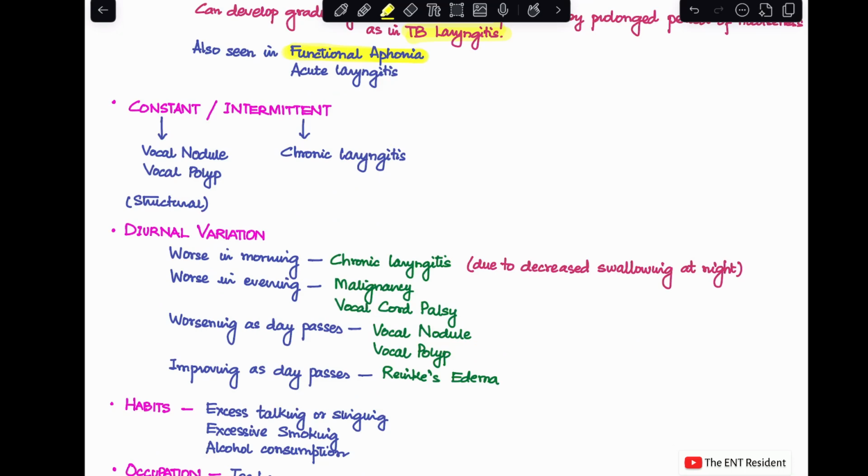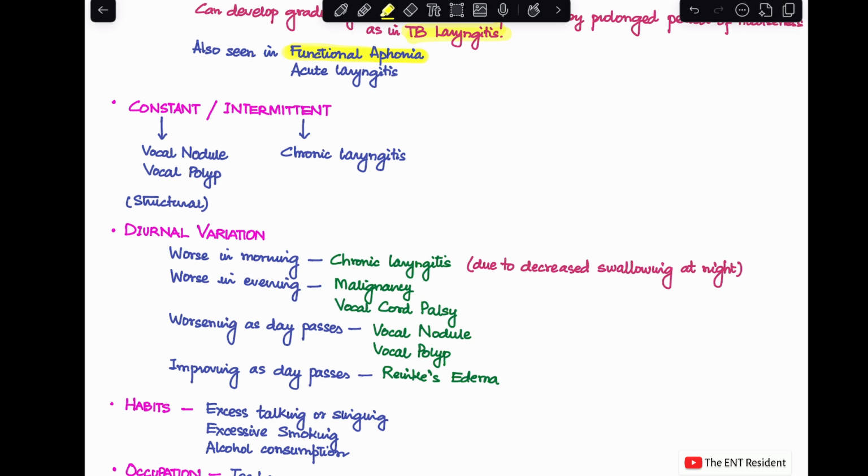Next, you gotta ask whether this change in voice is constant or intermittent in nature. As I was just saying, vocal nodule or vocal polyp, these are structural problems in the vocal cord. These will be constant throughout the day. Whereas in an inflammatory case like chronic laryngitis, you will see that it becomes worse in the morning, whereas in the evening it is way better. The reason behind this is that at night there is decreased swallowing. This leads to more aggravation of the change in voice when you wake up in the morning. So, this is how it helps you in differentiating between constant and intermittent nature.